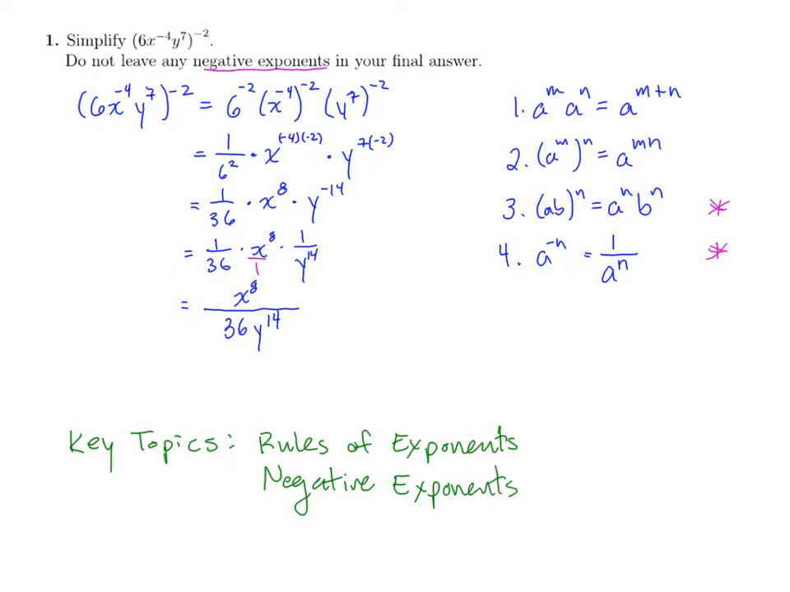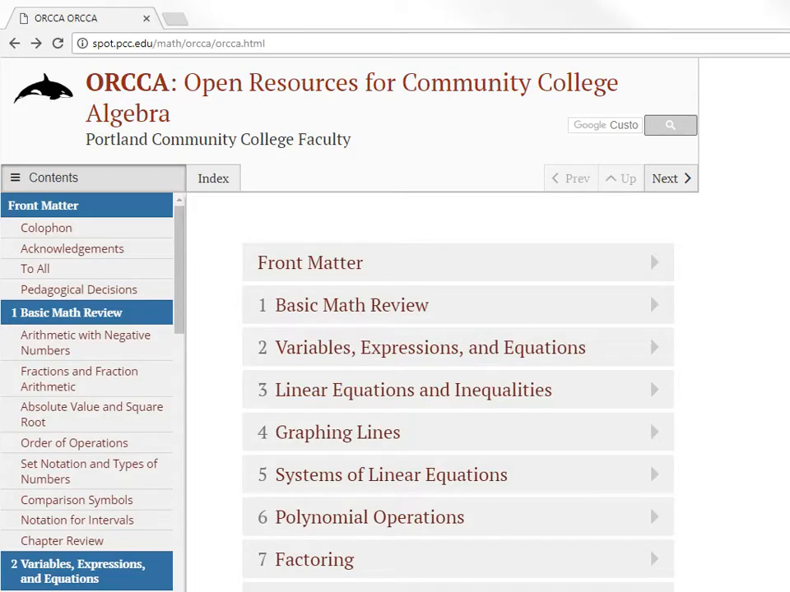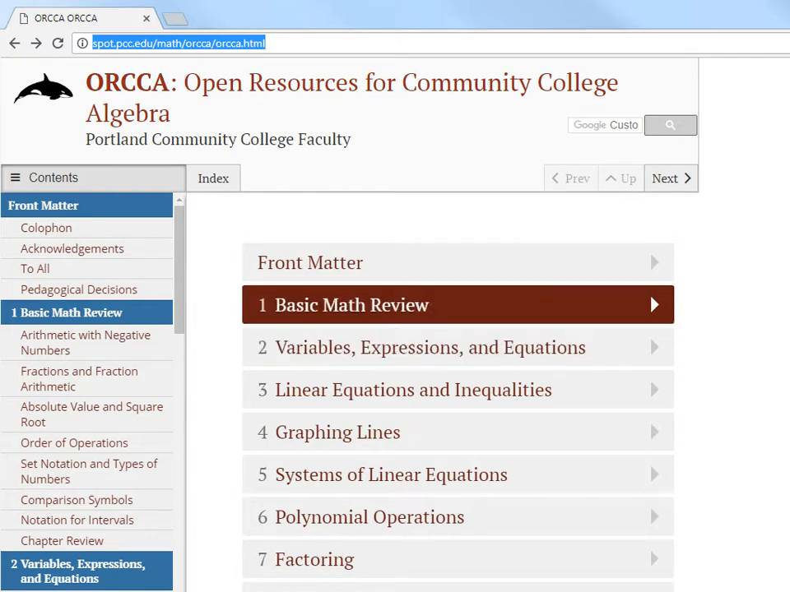And now I'll take you to a textbook where we can reference some of these. So I'm looking at a textbook called ORCCA, which stands for Open Resources for Community College Algebra, and is a textbook written by PCC faculty that covers Math 60, 65, and 95. It can be found at spot.pcc.edu/math/ORCCA/ORCCA.html. So what we're looking for in here are some topics that will review the rules of exponents.